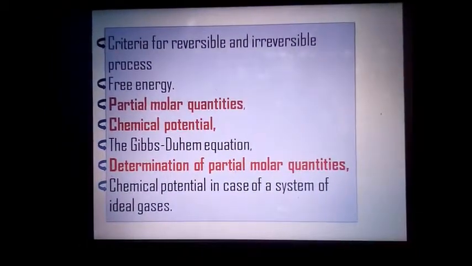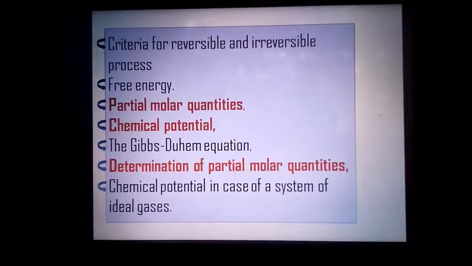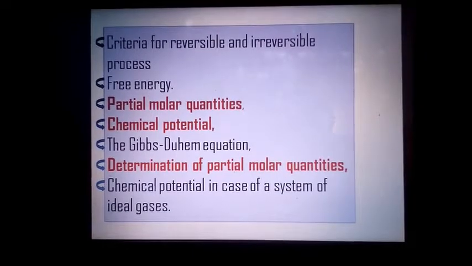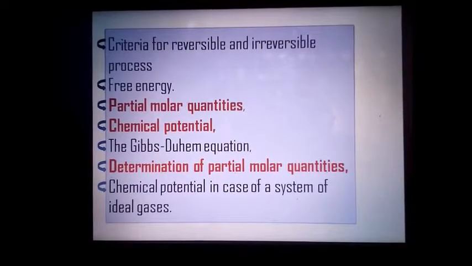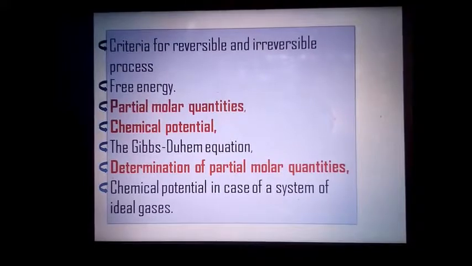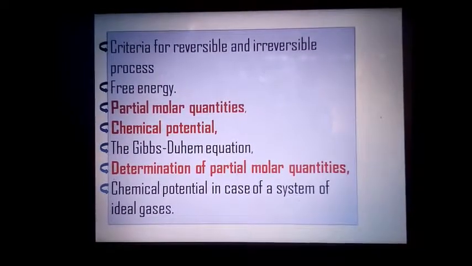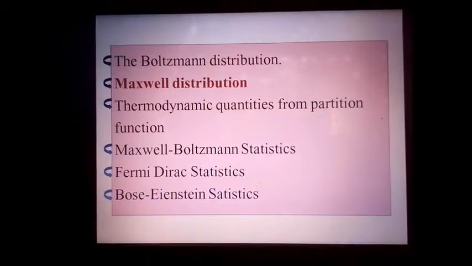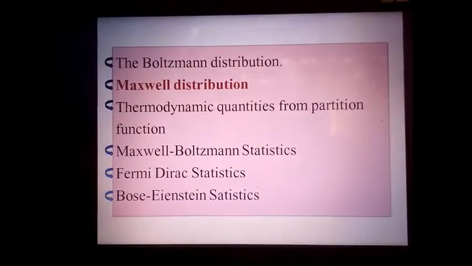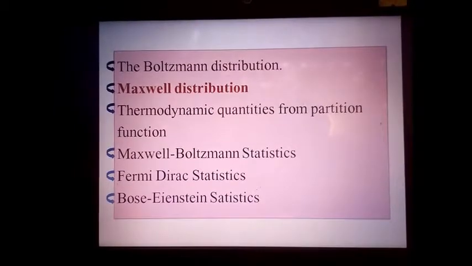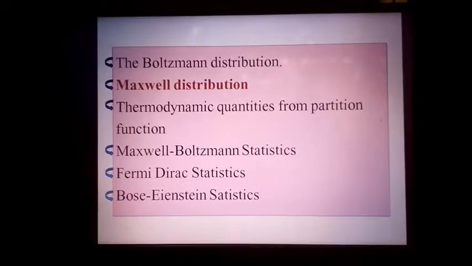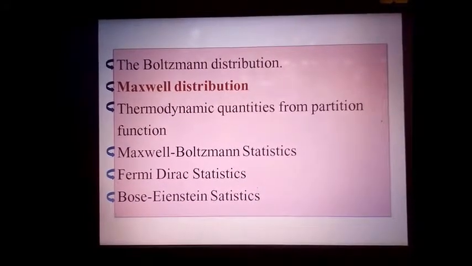And the next is criteria for reversible and irreversible processes, free energy, partial molar quantities, a very important topic, chemical potential, a very important topic. The Gibbs-Duhem equation, a very easy one but get it remembered. The determination of partial molar quantities, chemical potential in the case of a system of ideal gases. And the next is from statistical thermodynamics, the Boltzmann distribution, Maxwell distribution, very important, thermodynamic quantities from partition function, the Maxwell-Boltzmann statistics, Fermi-Dirac statistics, Bose-Einstein statistics.